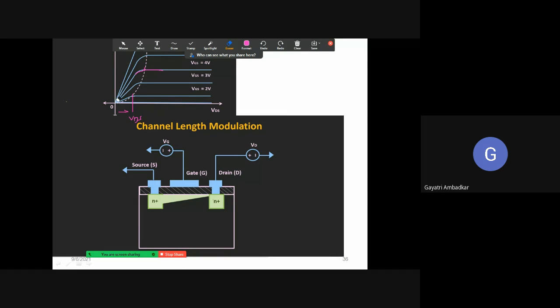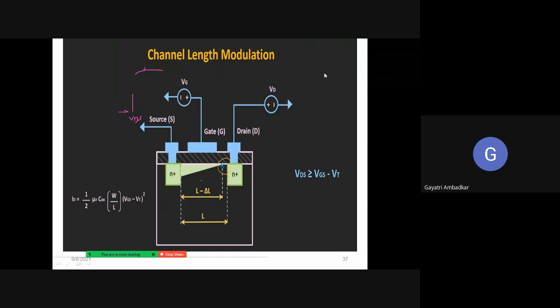Good. When you are increasing VDS, your current is increasing simultaneously. Because of the increase in VDS, the channel width is decreasing near the drain. Then the channel is pinched off. Once the channel is pinched off, constant current will flow, and we say the MOSFET has entered saturation. Now look at the next slide. Look at this slide.